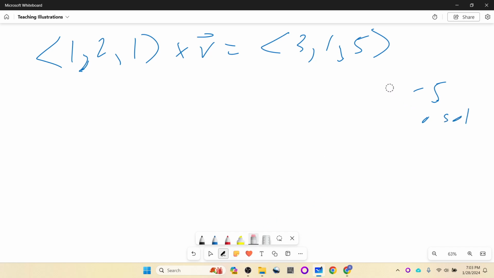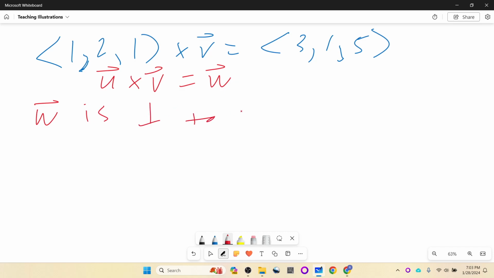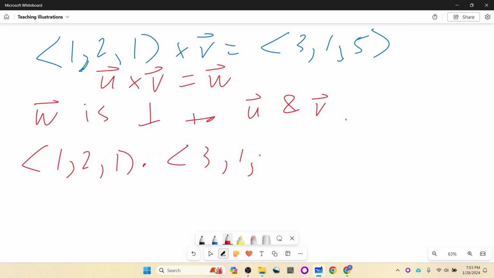But there is a quicker way to show it that some people thought of that I hadn't even thought of myself. If this is U cross V equals W, then we know W is perpendicular to U and V. So if this equation is possible, then it must be that this first vector is perpendicular to this third one. And the quick way to check perpendicular is do the dot product. (1, 2, 1) dot (3, 1, 5) is 3 plus 2 plus 5 is 10, which is not 0.